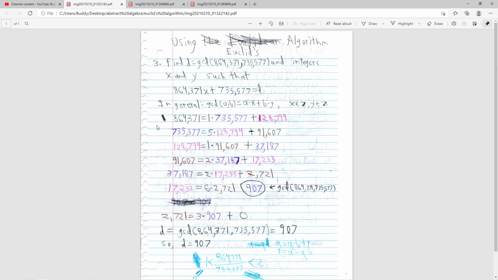We start with the initial GCD numbers, 864,371, and we divide that by the other number. In general, this would be A and this would be B, and you divide A by B, plus 128,794. That's the remainder from A divided by B here. And another time, this divides that remainder. You do that several times.